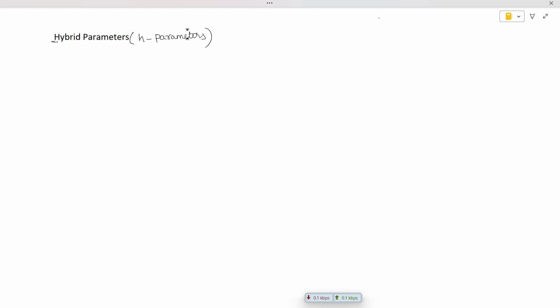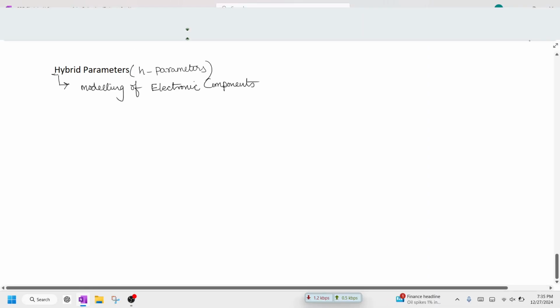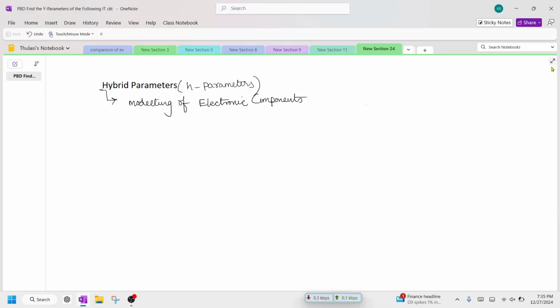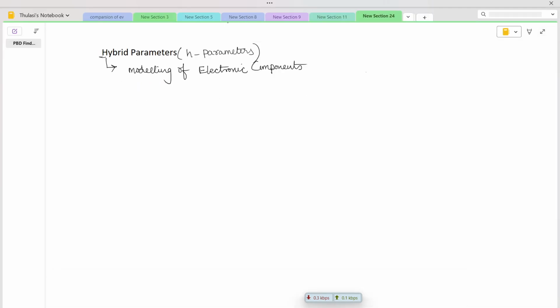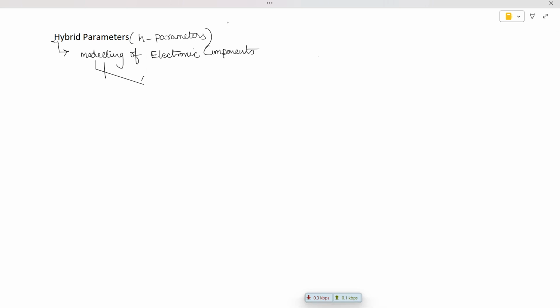Let's try to analyze. Generally, hybrid parameters are widely used in modeling of electronic components. So what are those electronic components? We have multiple electronic components: BJT, UJT, triac, diac. If you want to analyze their input and output resistance, then this plays a major role. Modeling is indirectly analyzing the voltage gain, current gain, impedance and admittance of that electronic component. That is the modeling of electronic devices for which we use H parameters.